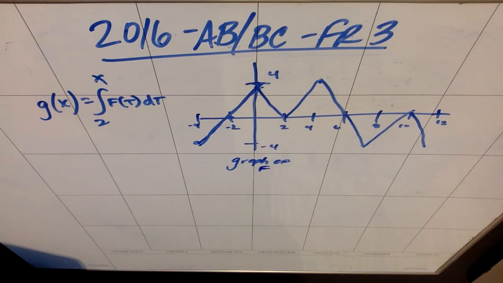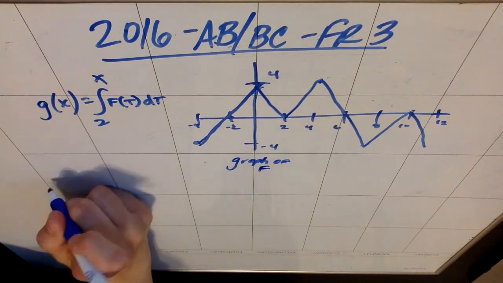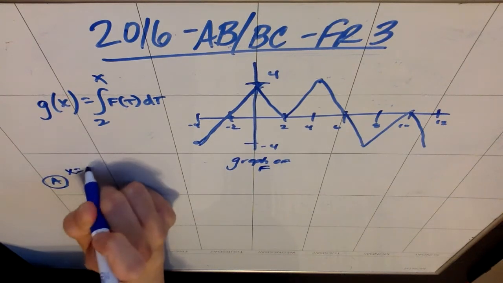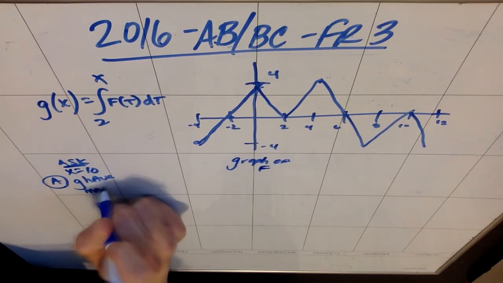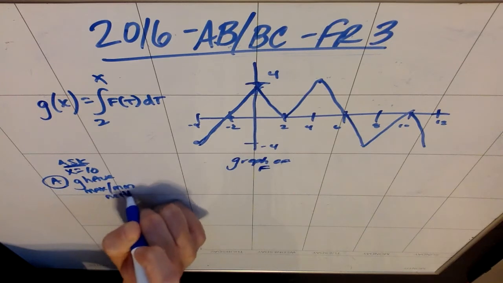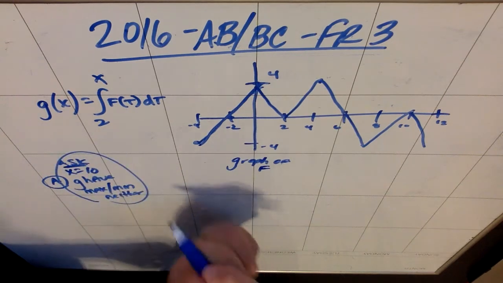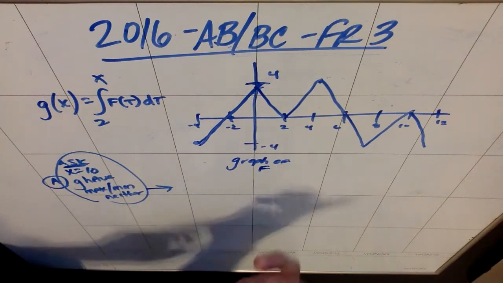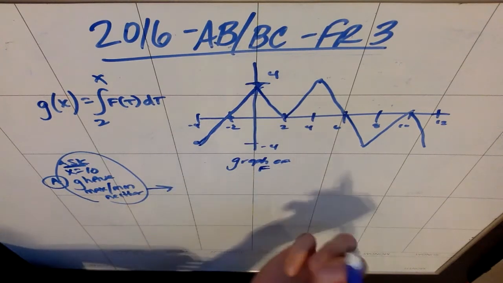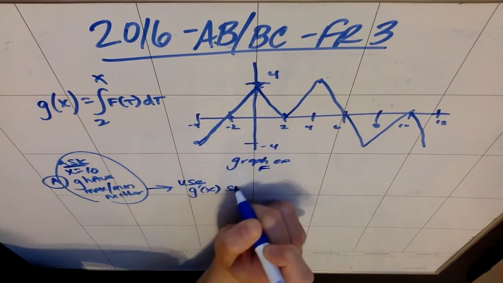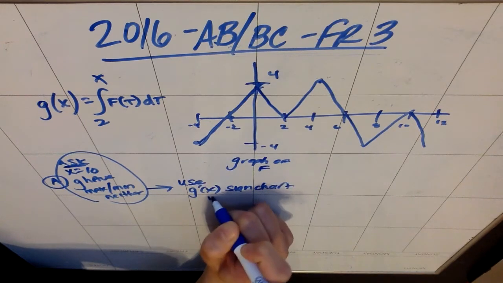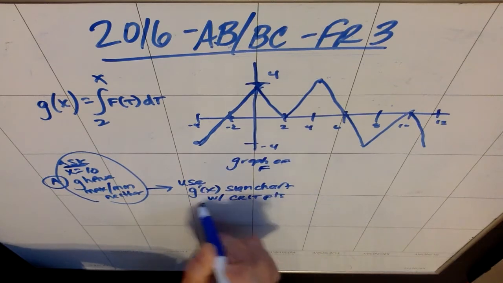Part A: does G have a relative maximum, minimum, or neither at x equals 10? Justify your answer. So the thing they're asking us is whether G has a max, min, or neither. To talk about extrema for G, we need to look at G prime. So we essentially need a G prime of x sign chart with critical points. That's what we need to use.